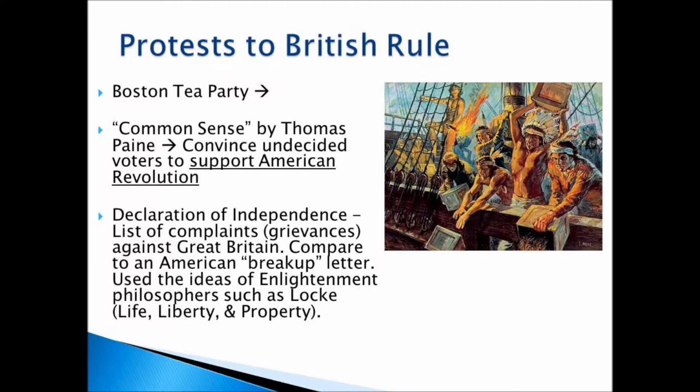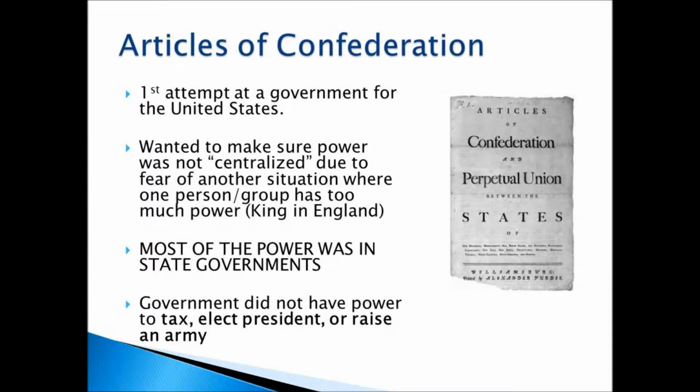When America becomes its own country, they need their own government. Their first attempt at a government is called the Articles of Confederation. If we think back, the reason the Articles of Confederation is so weak is because America was afraid of a strong government. They had just gotten away from the king, and they felt that if they had a strong government, there was the potential that someone would become very powerful again, possibly like a king. So they wanted to make sure power was not centralized, due to a fear of another situation where one person or group has too much power, just like the King of England had over them.